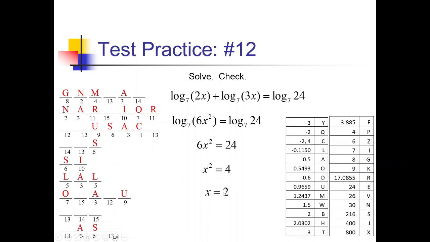I'm going to keep the positive 2, but the negative, if I plug negative 2 in here, that's going to make the original undefined. You'd be taking the log of a negative. So since negative 2 makes it undefined, only positive 2 is my answer. And that is right here. That's going to be a b.